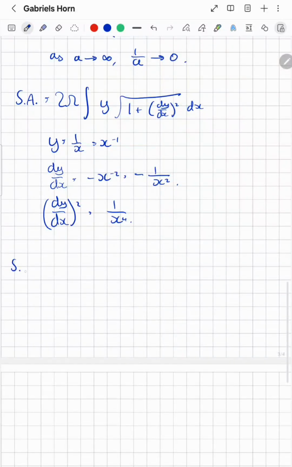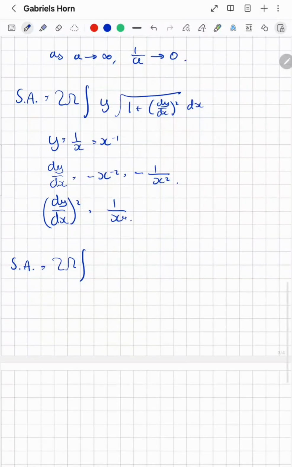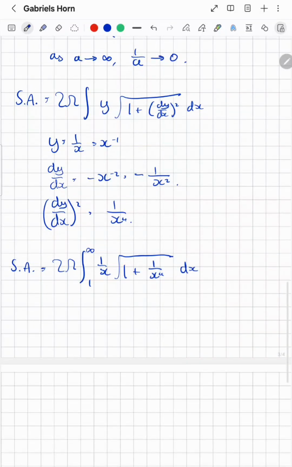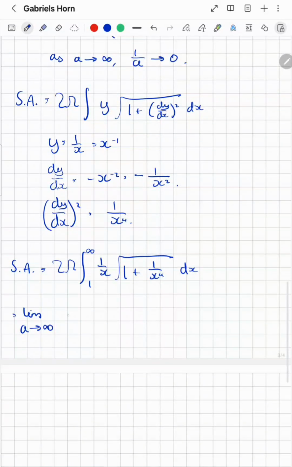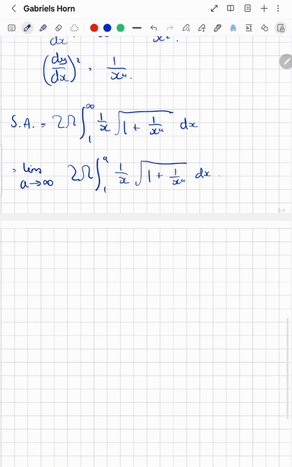So the surface area of revolution will be equal to 2 pi multiplied by the integral of y, 1 over x, multiplied by square root of 1 plus dy by dx whole squared, which is 1 over x to the 4, with respect to x between infinity and 1, and I will again use the limit of a tending to infinity, which is the limit of a tending to infinity of 2 pi multiplied by the integral between a and 1 of 1 over x square root of 1 plus 1 over x to the 4 dx. So let's consider this integral.